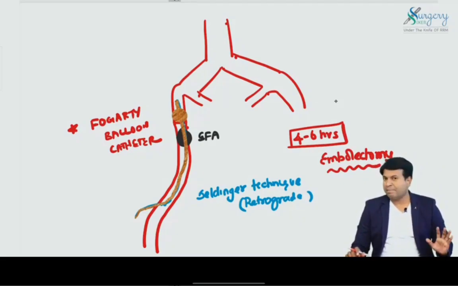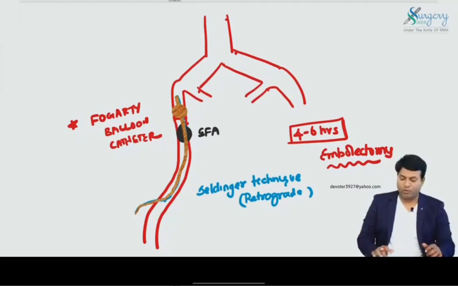If the limb has already gone into gangrene, there is no use. We have to do only amputation of the gangrenous part of the limb. So please remember, it is a surgical emergency. Immediately, we have to do embolectomy within 4 to 6 hours. So this is acute limb ischemia.